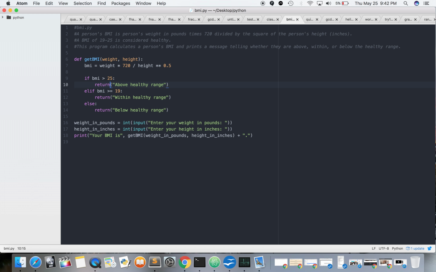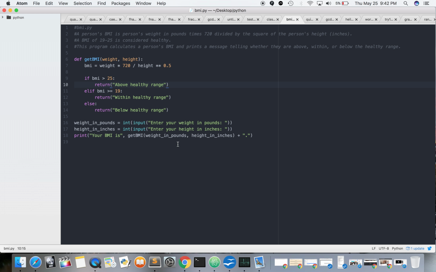We could return the BMI. But what did it ask for? It just says telling whether above, within, or below. It didn't say anything about this specific BMI. So the program solves that on its own mathematically, and it's answering the question. It calculates the person's BMI and then prints a message telling whether they're above, within, or below the healthy range. We could show the actual number, but it's not necessary. I think for this one, it's a good start.